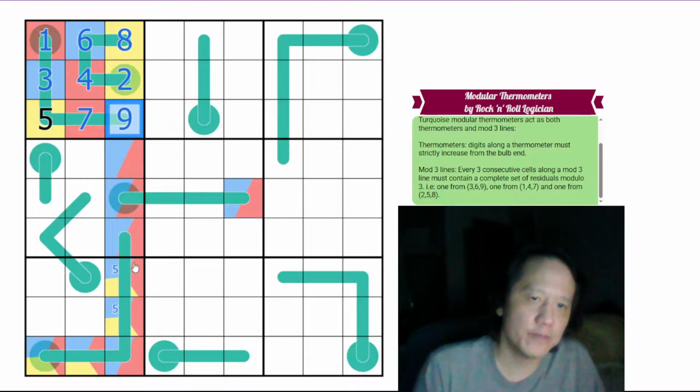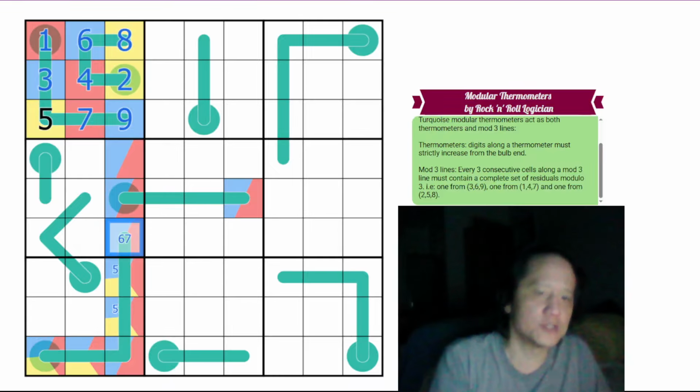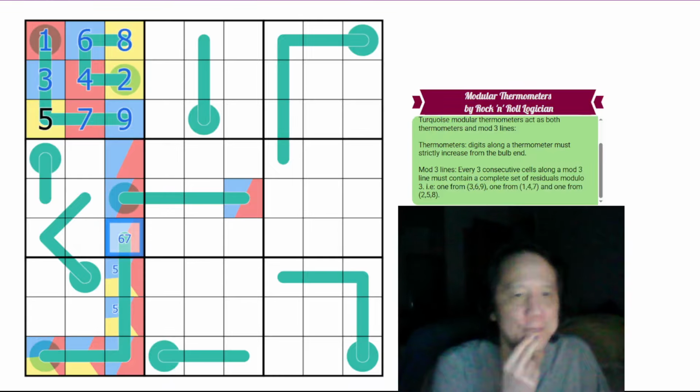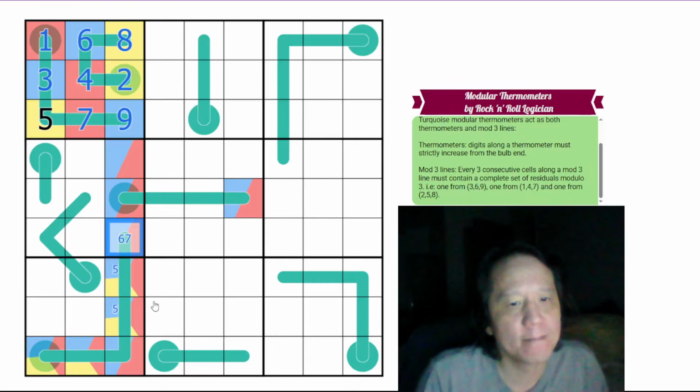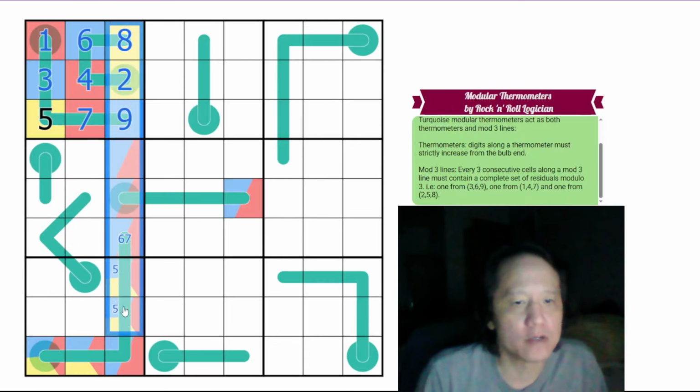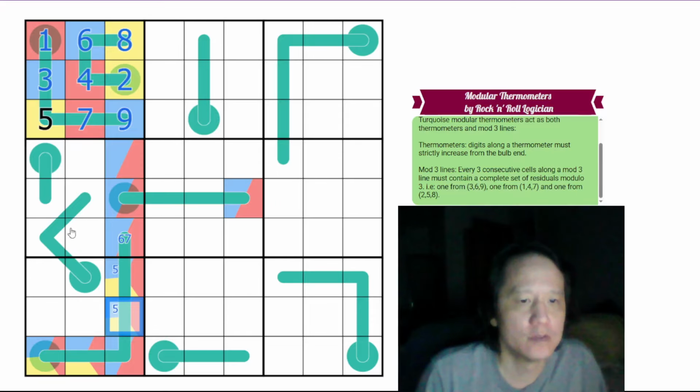5 is one of these two. That means this digit must be greater than 5. So it's either 6 or 7 here. No, actually, that's not true. We have 1, 3, and 5 here. 5 is one of these two.